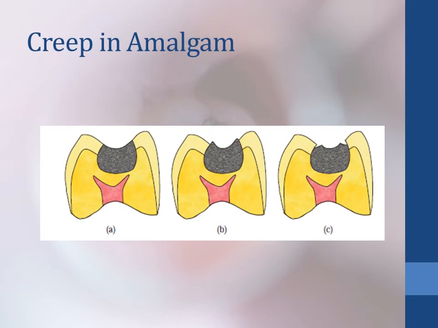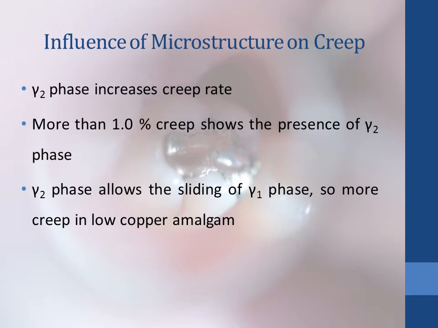And this diagram shows creep. As you can notice how the amalgam moves away from the margins towards the center, and this movement or plastic deformation or plastic strain is known as creep. So let's look at creep. What are the factors that influence creep?